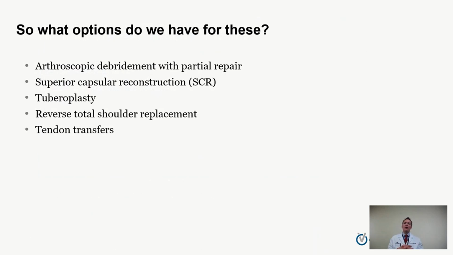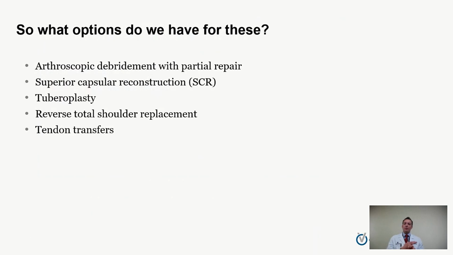That's had variably good outcomes. There's something that's been out for a few years called a tuberoplasty, which also, similar to the superior capsular reconstruction, creates a bumper between the ball and that acromion. There's something called a reverse shoulder replacement. And then the final option is something called the tendon transfer. Tendon transfers are really beneficial for those patients who are too functionally active and too young for a reverse shoulder replacement.